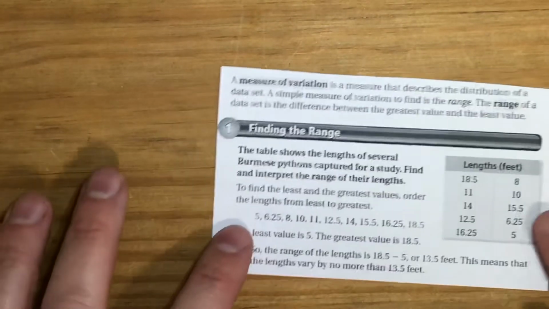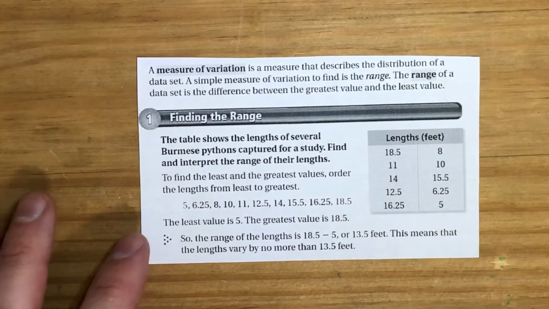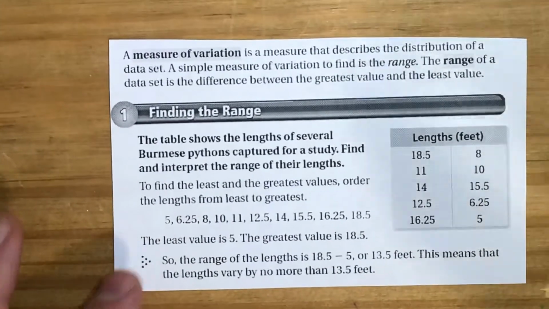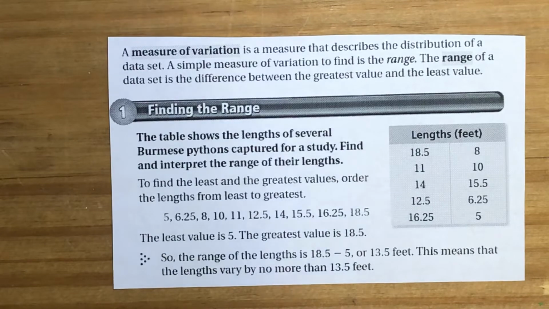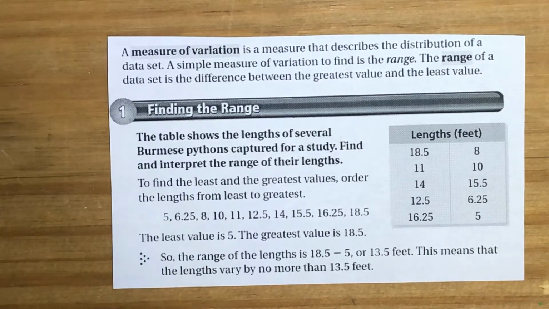So here's the book's definition. It says that a measure of variation is a measure that describes the distribution of a data set. A simple measure of variation is to find the range. The range of a data set is the difference between the greatest value and the least value.